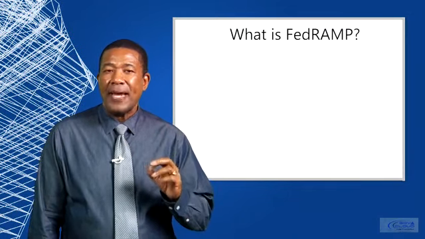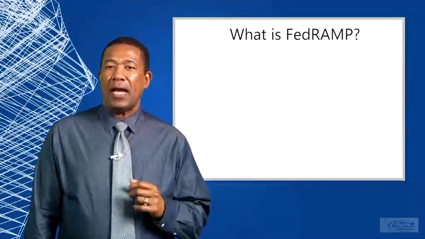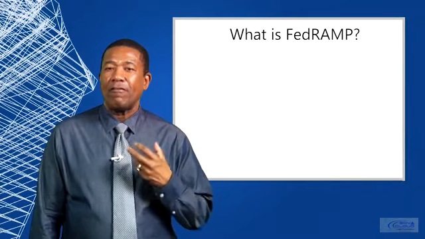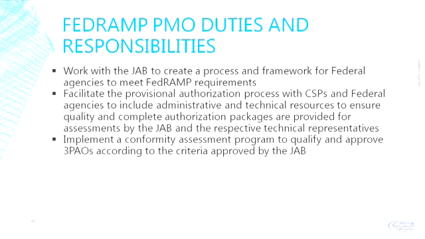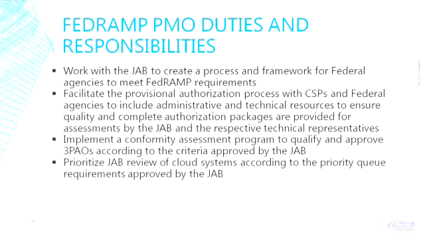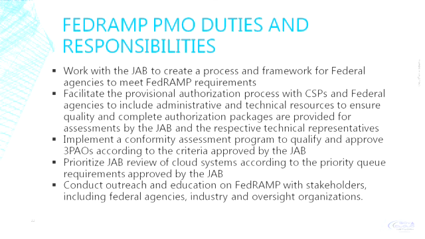The FedRAMP PMO will work with the JAB to create a process and framework for federal agencies to meet FedRAMP requirements. They also facilitate the provisional authorization process and implement a conformity assessment program to qualify and approve 3PAOs. They also prioritize reviews of cloud systems according to the queue requirements approved by the Joint Authorization Board, and they conduct outreach and education on FedRAMP.